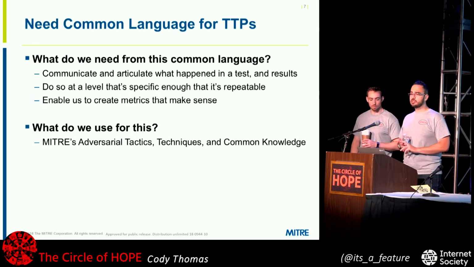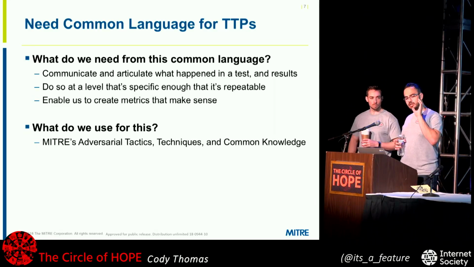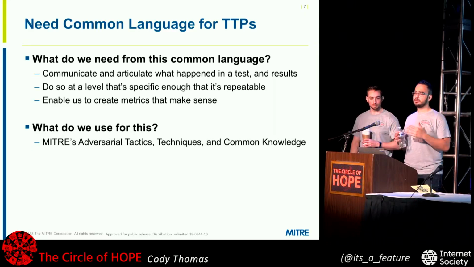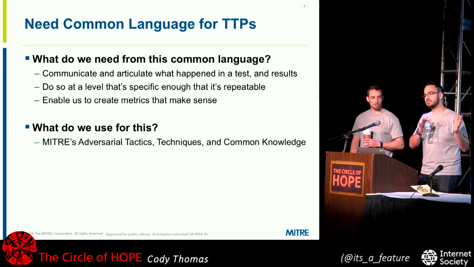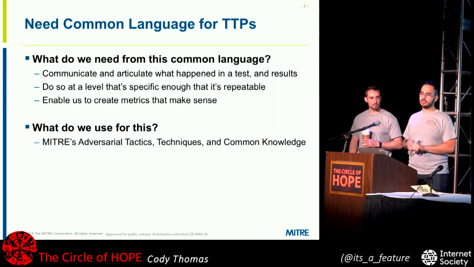The second thing we need from this common language is that it articulates at a specific enough level that it's repeatable. So what happened has to be repeatable from one event to the next. In doing so, we're moving away from the art of this to a more scientific, repeatable fashion. Now we can start creating metrics for ourselves: how we performed last year versus this year, what new things we introduced into our environment, whether they worked or not, and basically see how well we're doing.